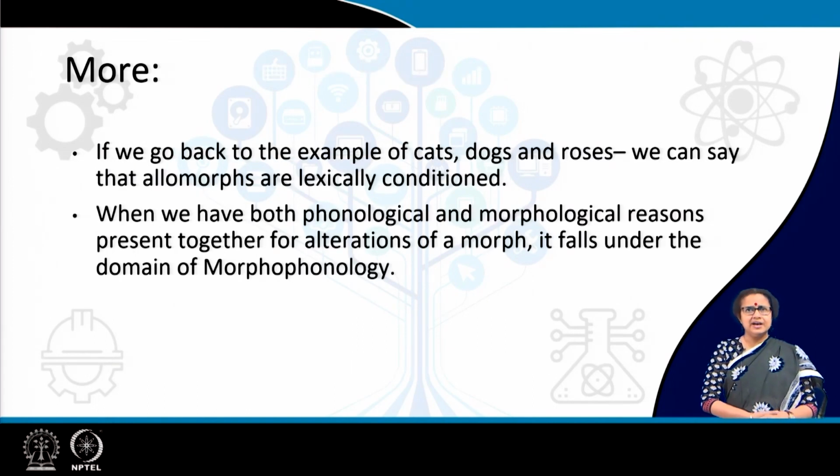So, if we go back to the example of cats, dogs and roses, we can say that allomorphs are lexically conditioned. A particular lexical item is helping us to understand which plural marker to use. So, there is some kind of lexical determinant which is telling us the particular use of an allomorph or a morph.